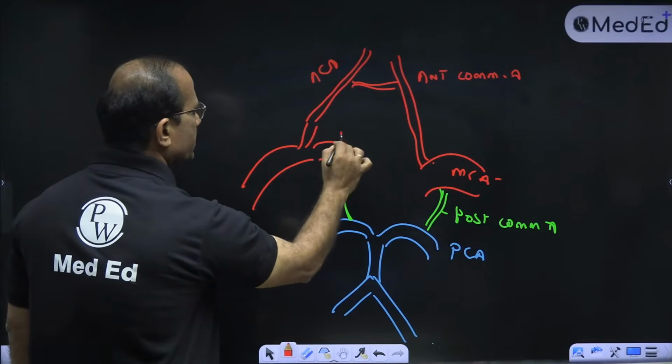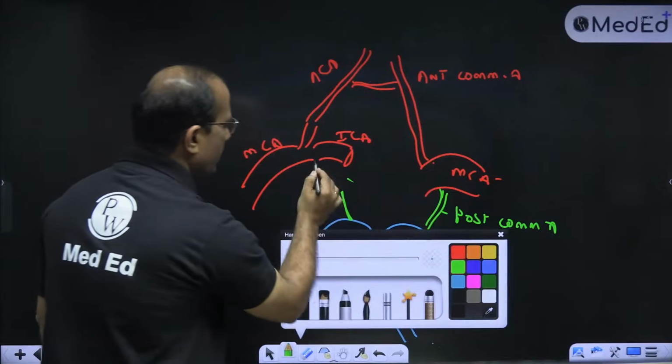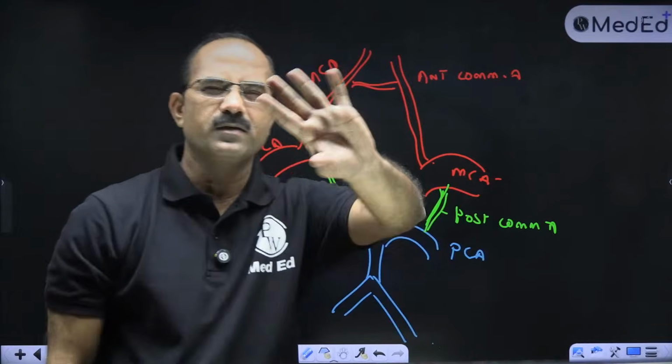Okay, so this is the internal carotid. That's a middle cerebral artery. That's an anterior cerebral artery. And this is the posterior communicating artery. So this becomes the circle of Willis. Fine. Just try to understand.